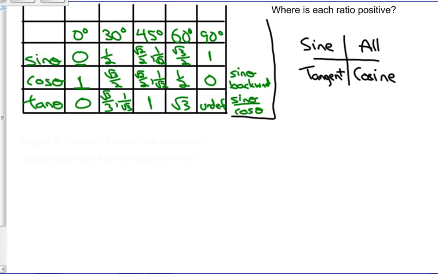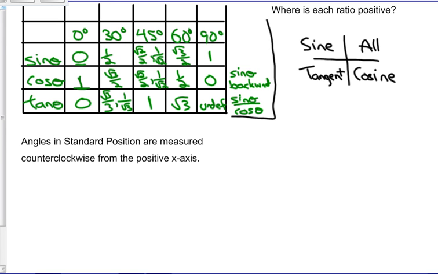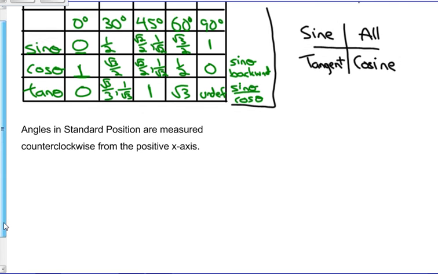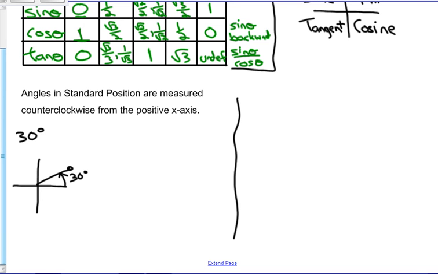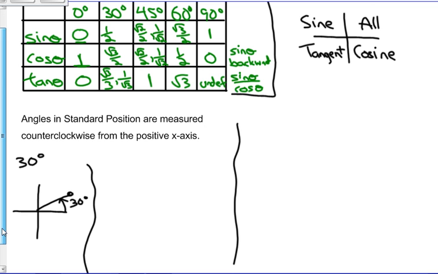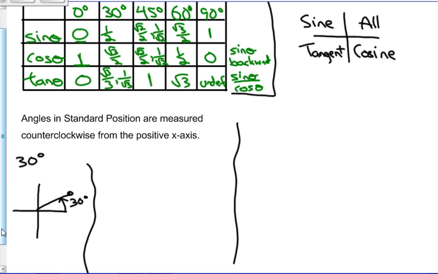Okay, so that leads us to actually sketching some angles in standard position. And here's what angles in standard position means. They're angles that are measured counterclockwise from the positive x-axis. So if I wanted to sketch 30 degrees, well, that goes counterclockwise 30 degrees from the positive x-axis. That's what it looks like. And you can see right away that it ends up in the first quadrant. So that angle is going to have a positive sine, cosine, and tangent. They're all positive.